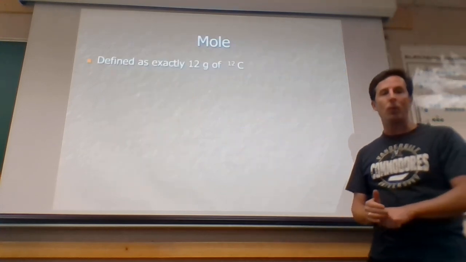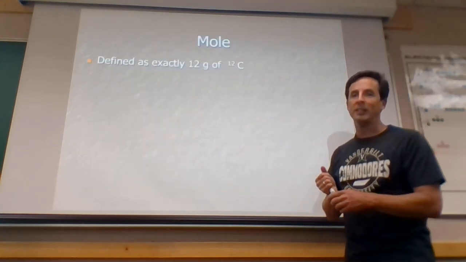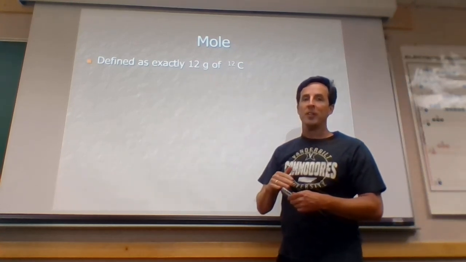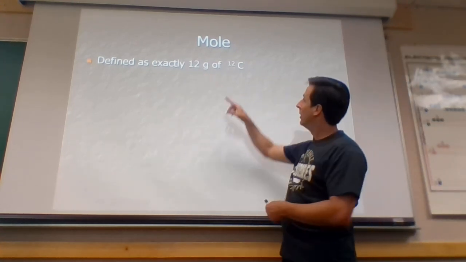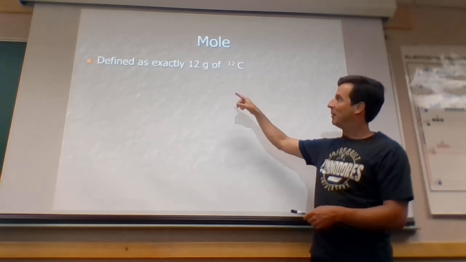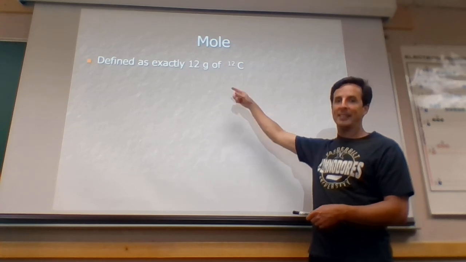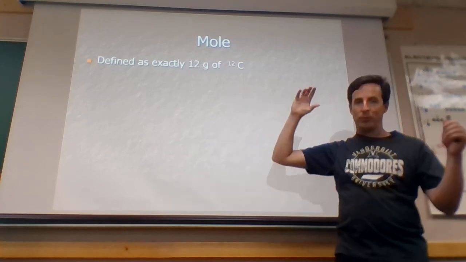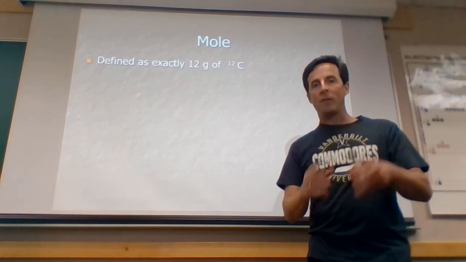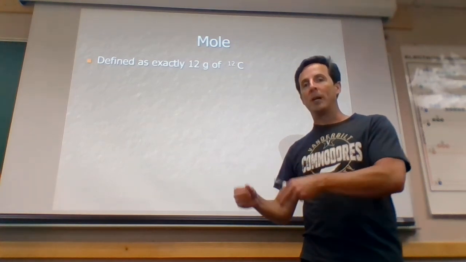So what does it mean and where does it come from? Well, basically, if I had exactly 12 grams of carbon, specifically one isotope, carbon 12, then it's the number of carbon atoms in that sample. That's the pure definition of what a mole is. It's the number of carbon 12 atoms in 12 grams of carbon.